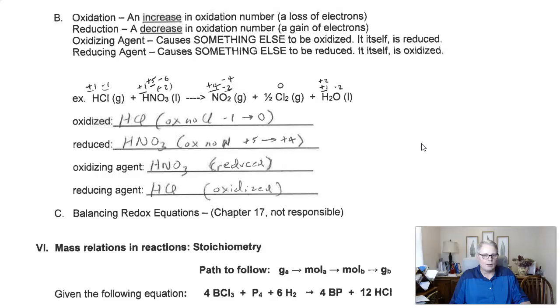Okay. What's the oxidizing agent here? Well, the oxidizing agent causes something else to be oxidized, so therefore it itself is reduced. So I look and see what's being reduced here, and that would be the HNO3. So the HNO3 is my oxidizing agent because it's causing my HCl to be oxidized. Make sense? Agent does something for someone else. That's kind of how you keep it straight.